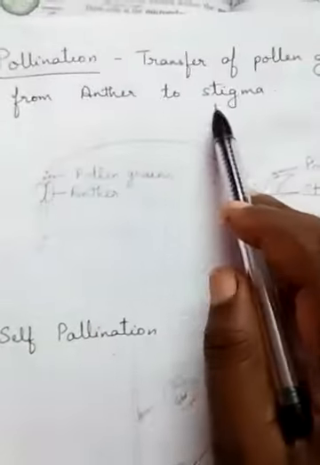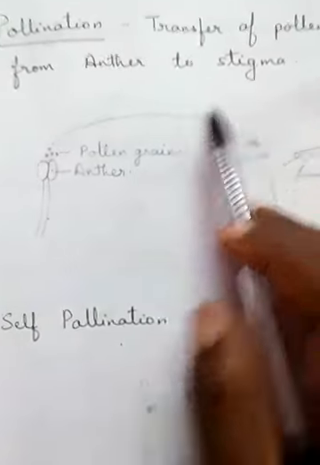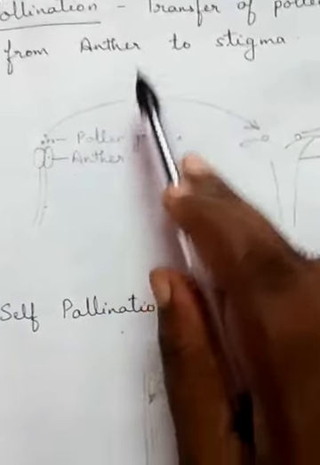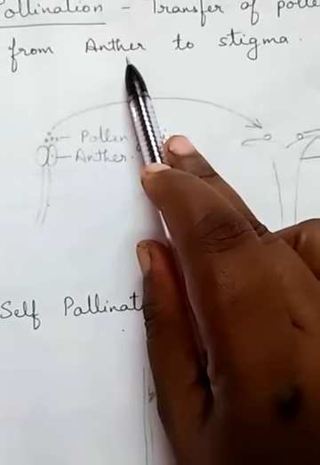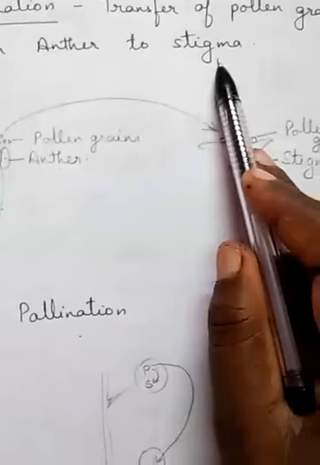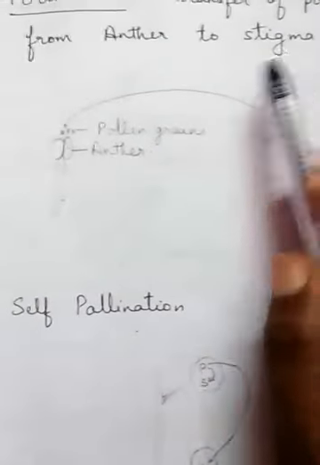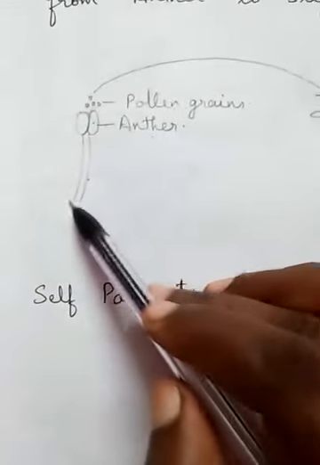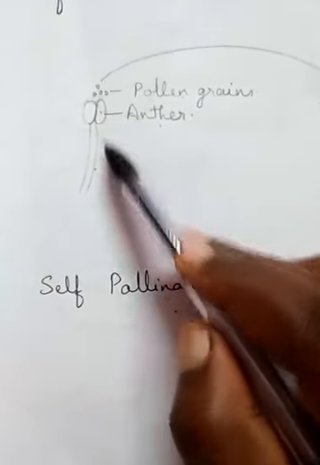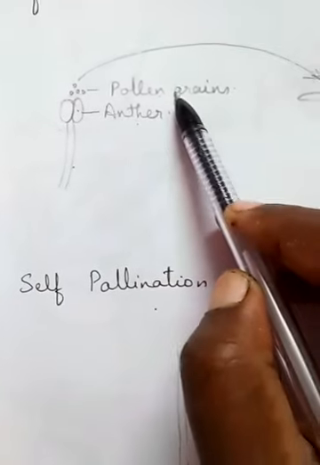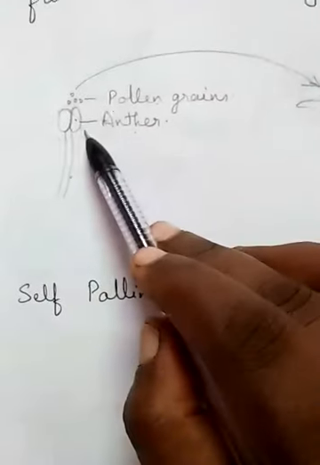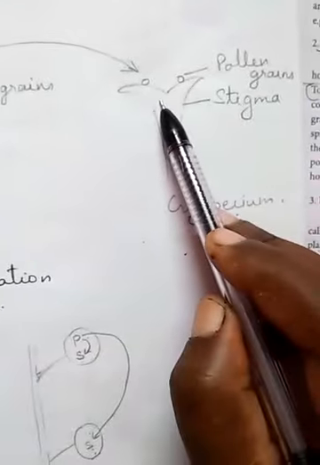What is pollination? Pollination is the transfer of pollen grains from anther to stigma. Already we know anther is part of the male reproductive part of the flower, and stigma is part of the female reproductive part of the flower. Here, this is a stamen. Stamen has two parts, anther and the filament. Inside the anther you can find the pollen grains. These pollen grains from the anther are transferred to the stigma.